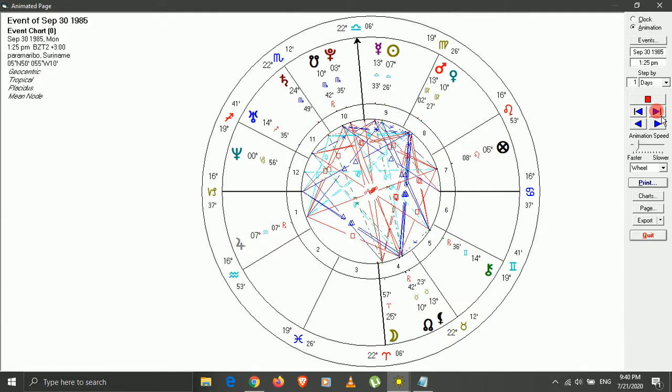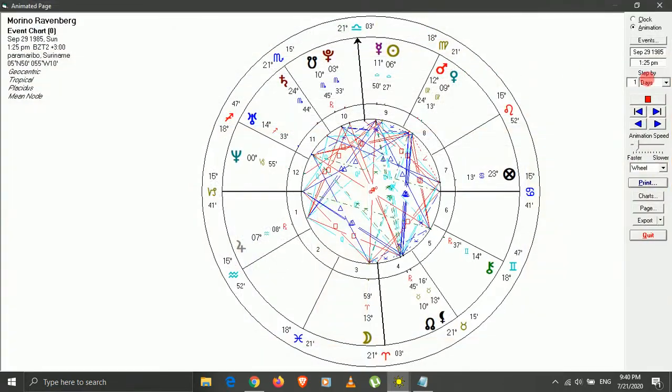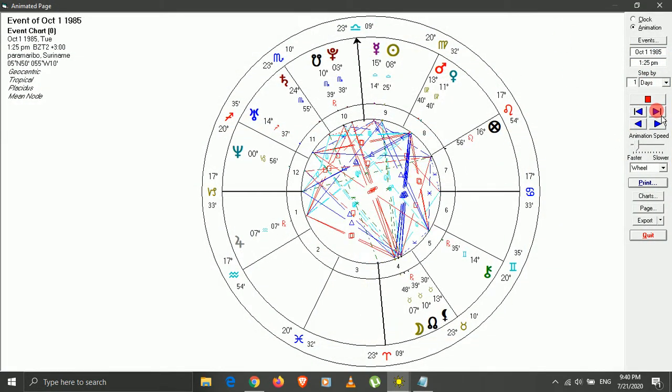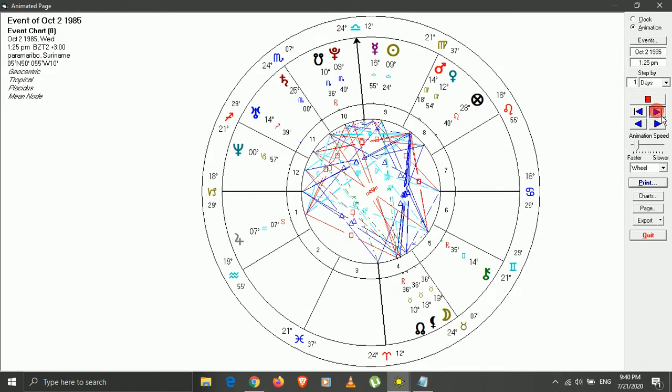And this is the way a chart can be animated. One day equals a year. So from the date of my birth, which is 1985, this is 86, 87, 88, 89.